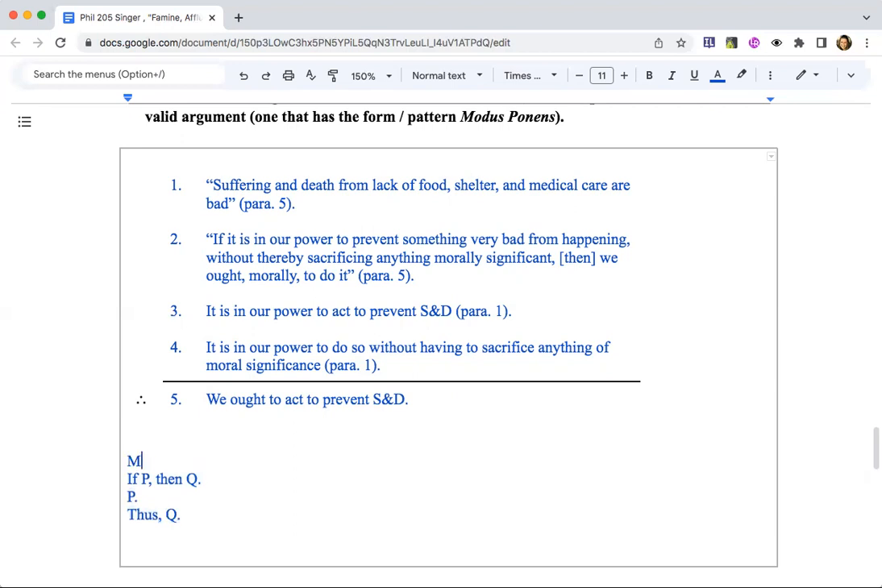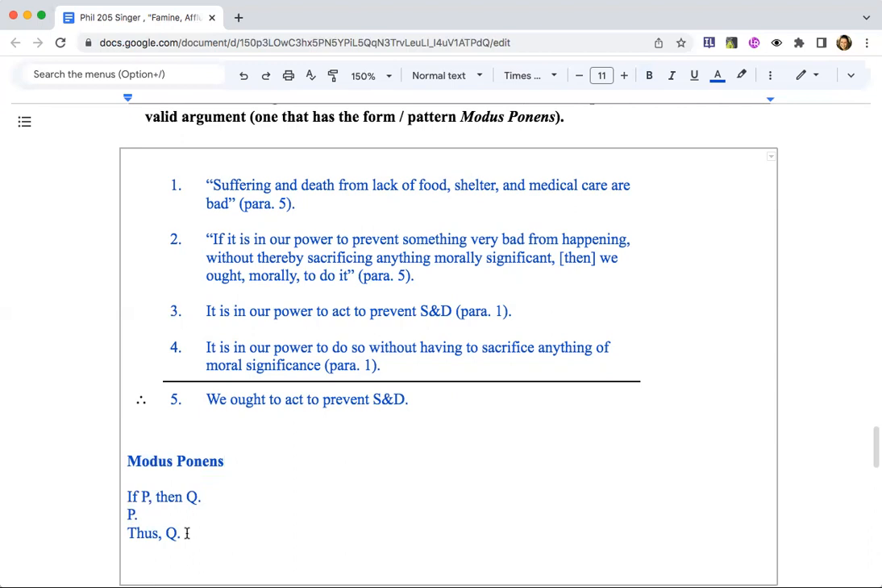This is such a common pattern of reasoning, an important one, and it shows up a lot in philosophy papers, that it's worth giving it a name. This name goes all the way back to Aristotle in the 4th-ish century BC. So it's an old name. You don't have to memorize it, but the pattern should look familiar to you from here on out. If P, then Q, P, therefore Q.